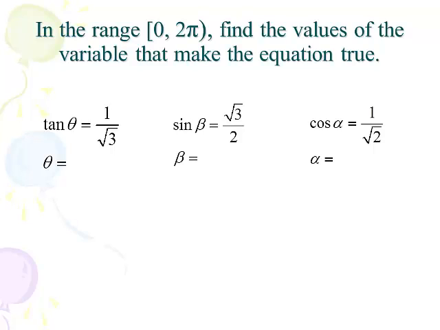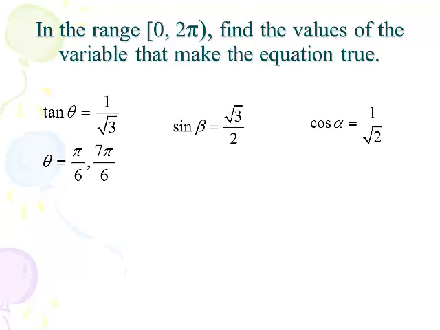In the range 0 to 2 pi, find the values of the variables that make the equations true. So we look at tangent theta is equal to 1 over square root of 3, and we think of what angles have a tangent of 1 over square root of 3, and we come up with two answers, and the same for sine and the same for cosine. For tangent theta equal 1 over square root of 3, there are two angles between 0 and 2 pi that make that a true statement, pi over 6 and 7 pi over 6.